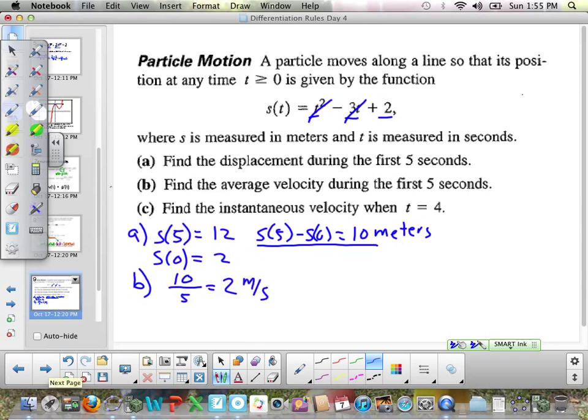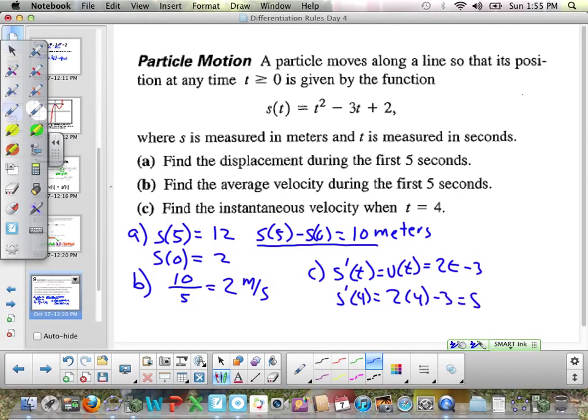For letter C, find the instantaneous velocity when t equals 4. Well, for instantaneous velocity, we need the derivative. So we'll need to find s prime, which will be our velocity. Applying the power rule, we get 2t minus 3 as our velocity function. So the instantaneous velocity when t equals 4 is 5 meters per second.